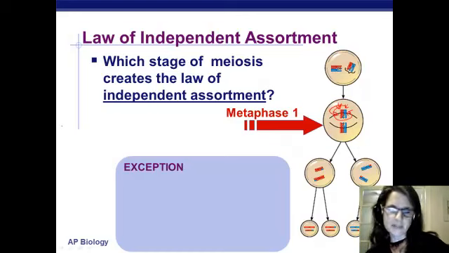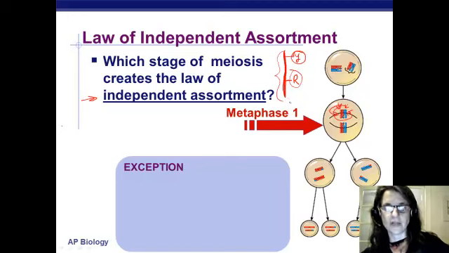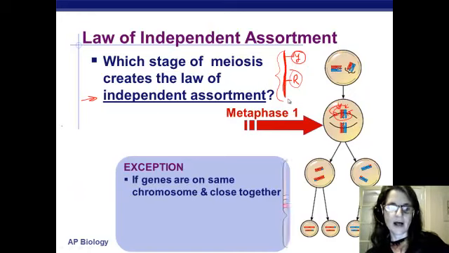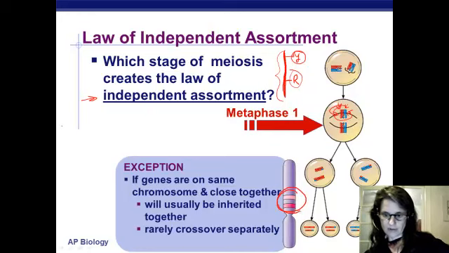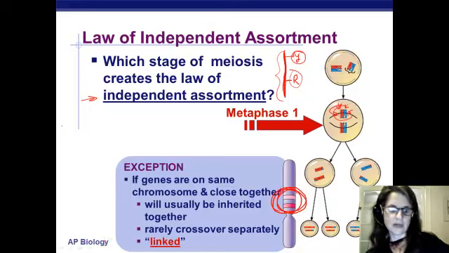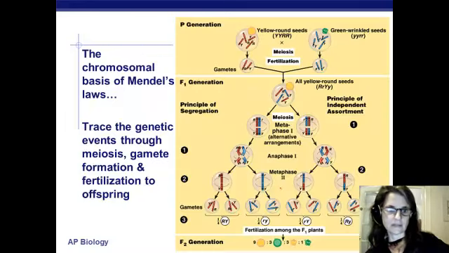The exception, however, there is an exception to this law of independent assortment, and that is, remember, a chromosome has lots of genes on it. And suppose instead of being on separate chromosomes, the genes for pea color and shape were on the same chromosome. Then whatever they were would always travel together on the same chromosome. This is referred to as being linked. So if the genes travel together on the same chromosome, then that gives you a different result. They are said to be linked.